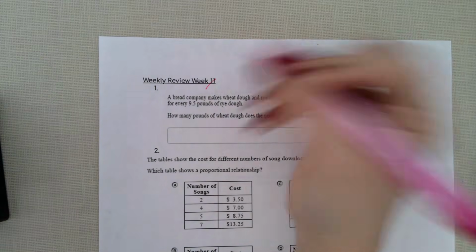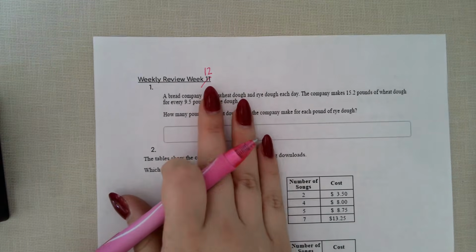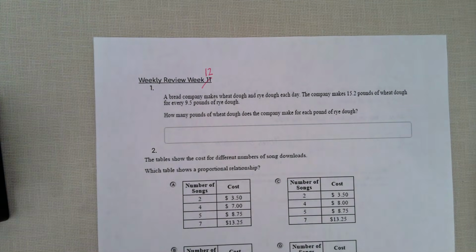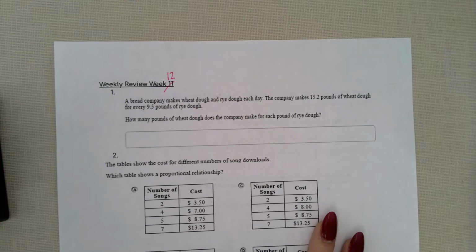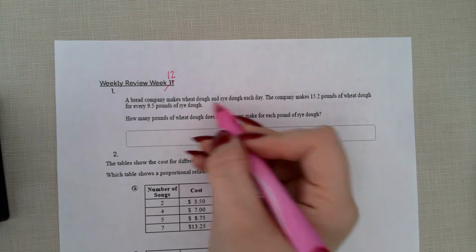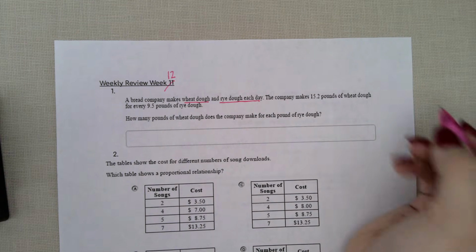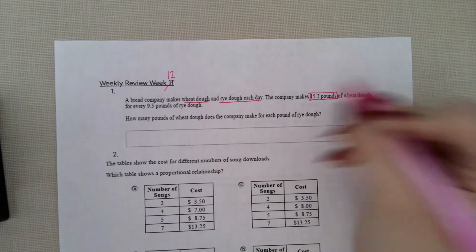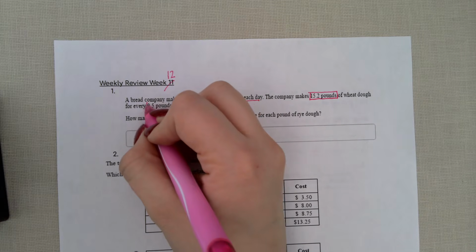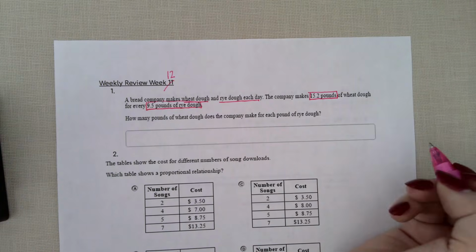Today we are going to be reviewing Weekly Review Week 12. I labeled this wrong. But this whole weekly review is all about proportional relationships, which it seems like we needed a little refresher on. So number 1 says, a bread company makes wheat dough and rye dough each day. The company makes 15.2 pounds of wheat dough for every 9.5 pounds of rye dough.